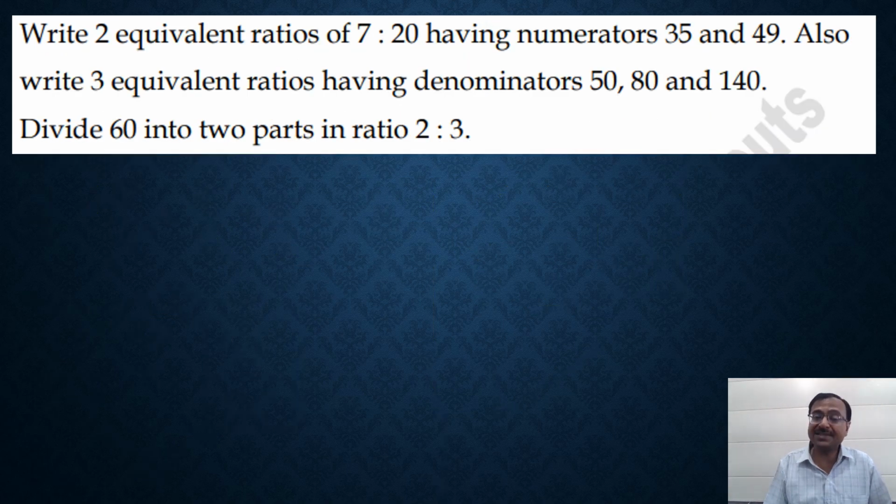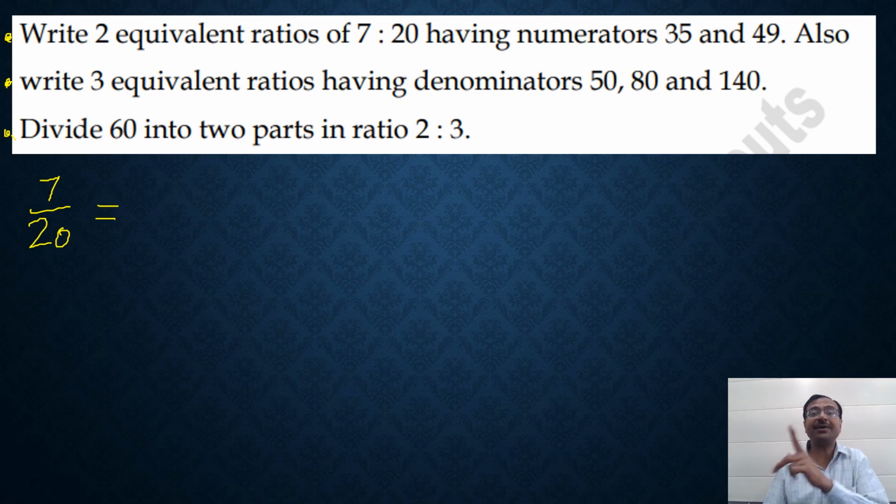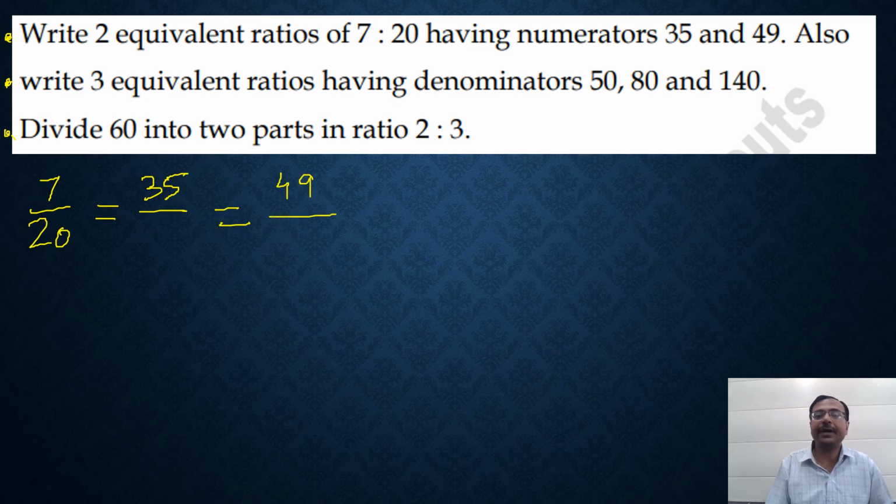Let's see these questions. These are three different questions. Write two equivalent ratios of 7 upon 20 having numerators 35 and 49. So we need to first write 35 and then write 49 in the numerator. So how do you get 35 in the numerator? 7 times 5 is 35. So multiply by 5. 20 times 5 is 100. So 35 upon 100 is the first answer.